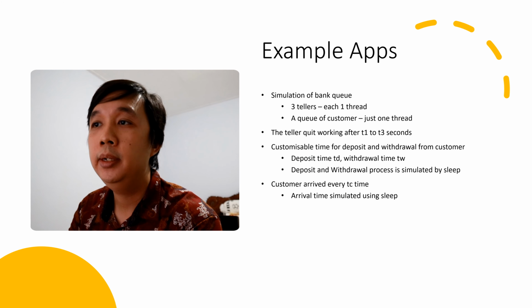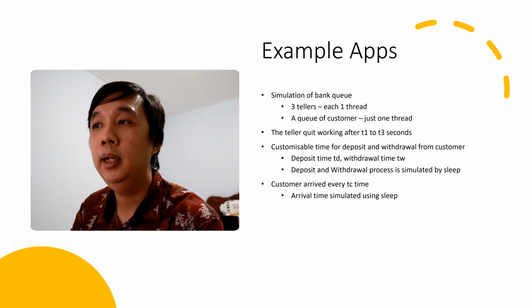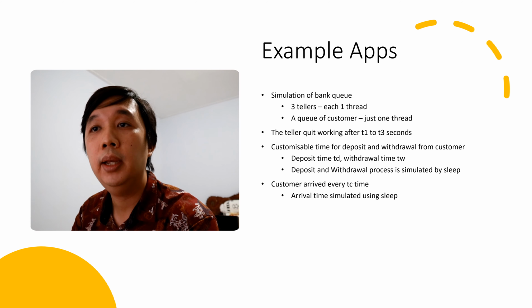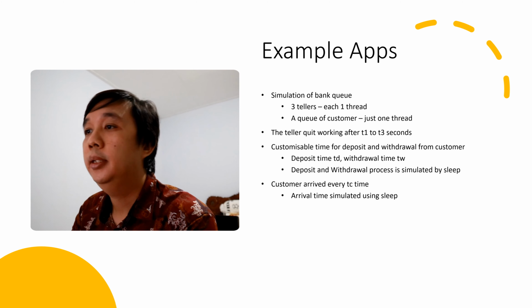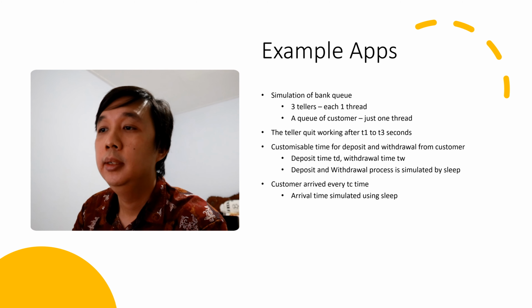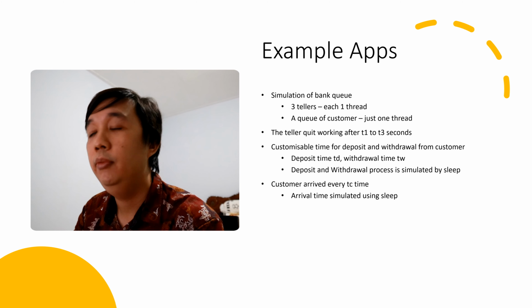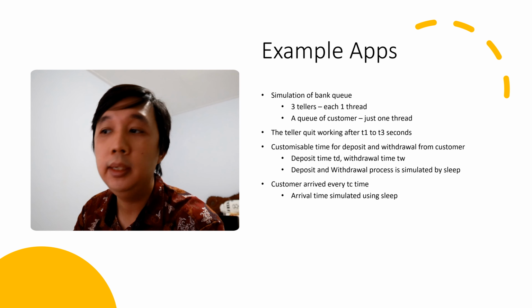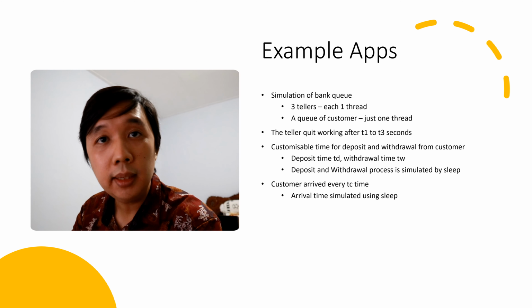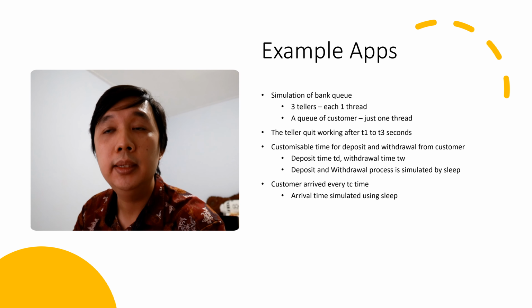In the example application, I will simulate a bank queue. In a bank that has three tellers, each teller is represented by one thread, and a queue of customers will be done in just one thread. So in total we have four threads. The tellers have working hours. For example, teller 1 will work T1 seconds and teller 3 will work T3 seconds, and we have a customizable time for deposit and withdrawal from customers. The deposit time is TD and the withdrawal time is TW. The deposit and withdrawal process will be simulated by sleep.